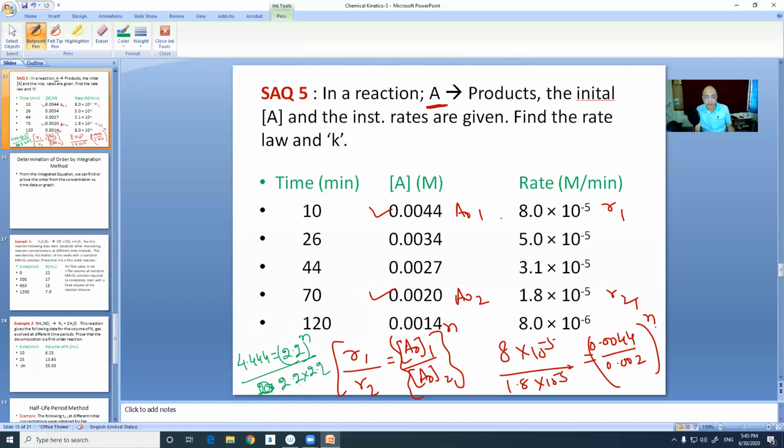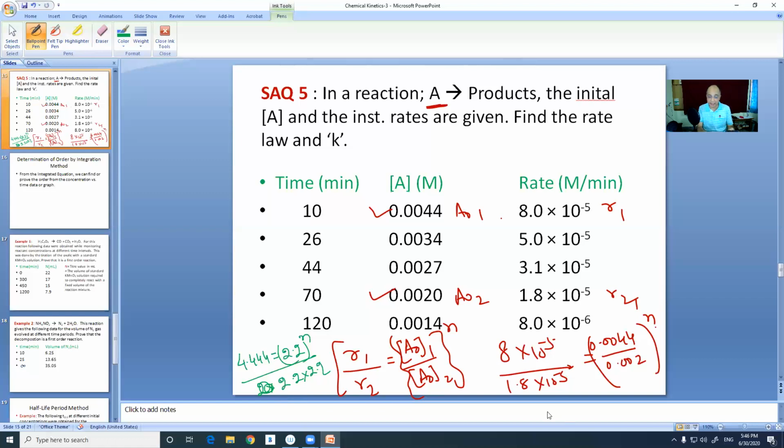So 2.2 into 2.2 is how much? It is coming 4.84 actually, while we are getting 4.44. So experimental error has to be taken into account. This is a real experiment done with a lot of errors. Errors really do happen. 2.2 into 2.2 is 4.84, but actually the rate ratio has been found to be 4.444.